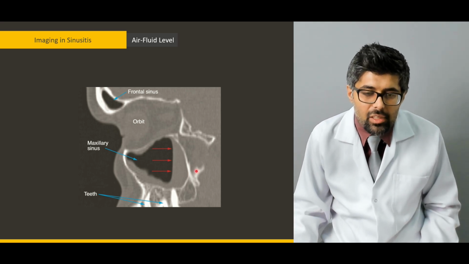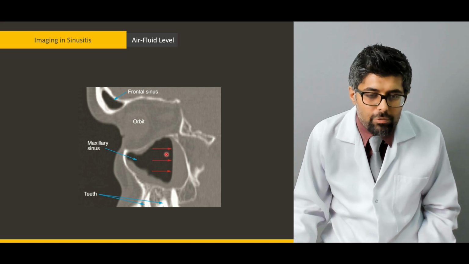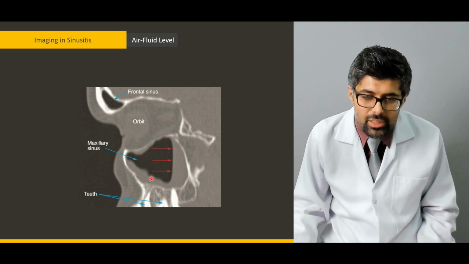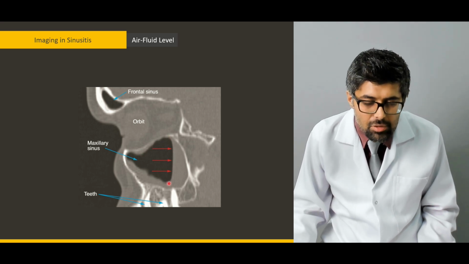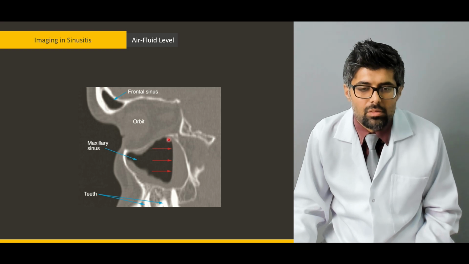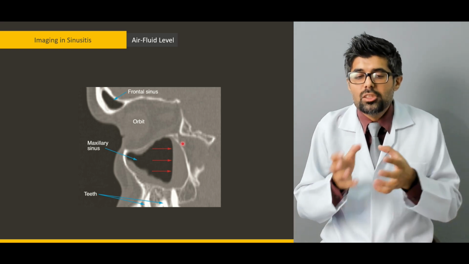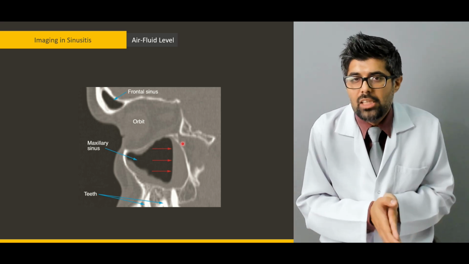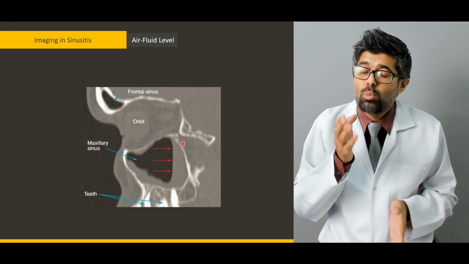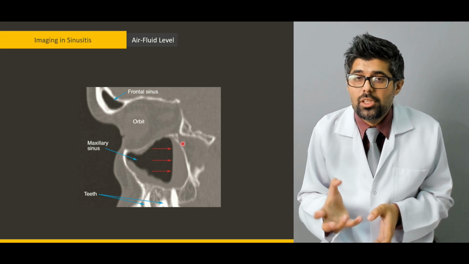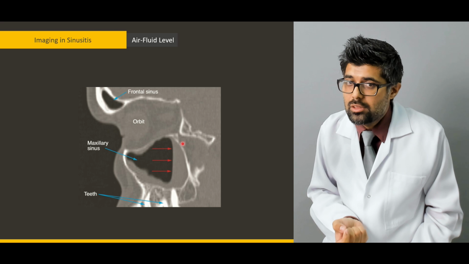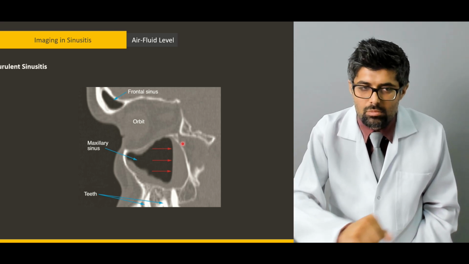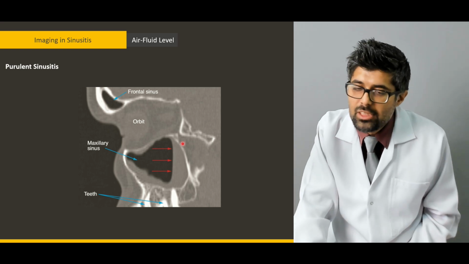here, a cleared level of the discharge, and this is the air, and this level tells us that there is some kind of fluid or discharge present in the sinus, and this happens more frequently in purulent sinusitis, which is usually due to bacterial infection. There you go, the purulent sinusitis.